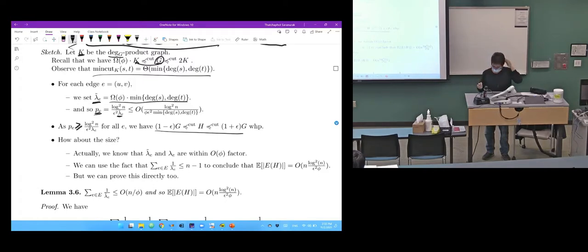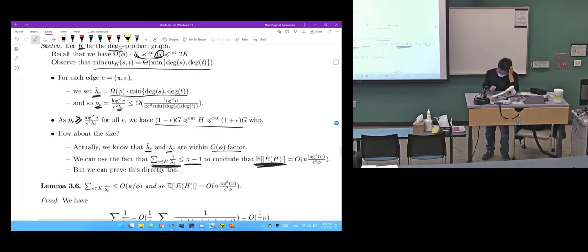So this thing and this thing are within a phi factor, and because you know that this is at most n, the size of H is going to be the same as before, but with a phi factor. But okay, we don't really need this fact. We can actually prove this directly too.